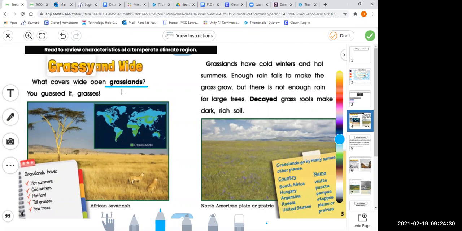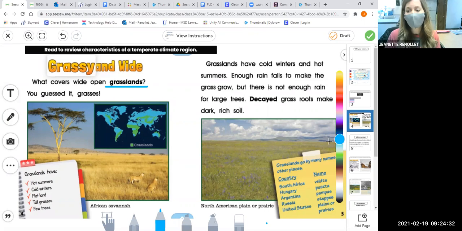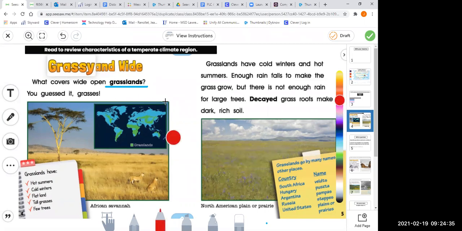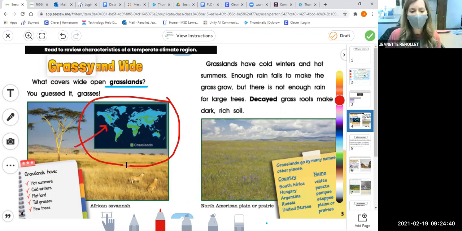A grassland is an example of a temperate climate. If you look at the map, check out this text feature. I'm drawing an arrow to North America where we live, and I'm going to circle the United States. We know that the United States, our country, is a temperate climate. This map is showing where grasslands are, and I notice that there is some green in our country. That's because a grassland is an example of a place you would see in a temperate climate.